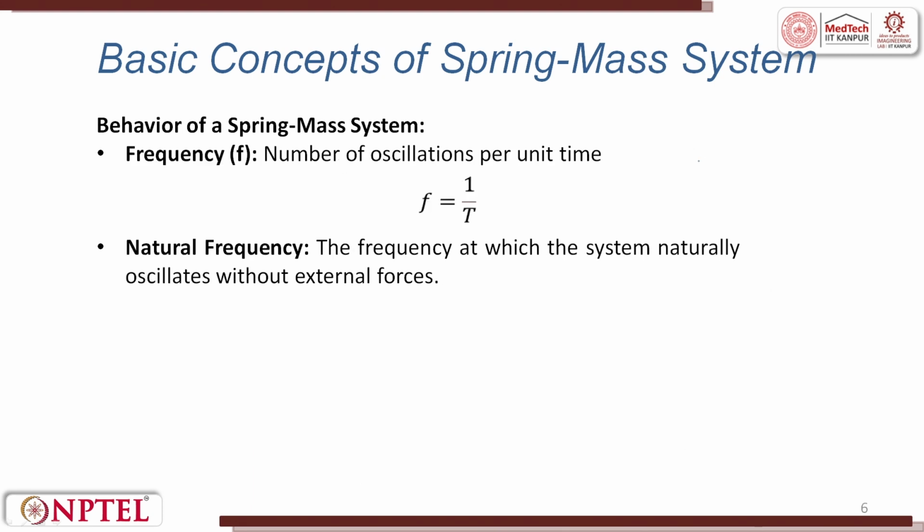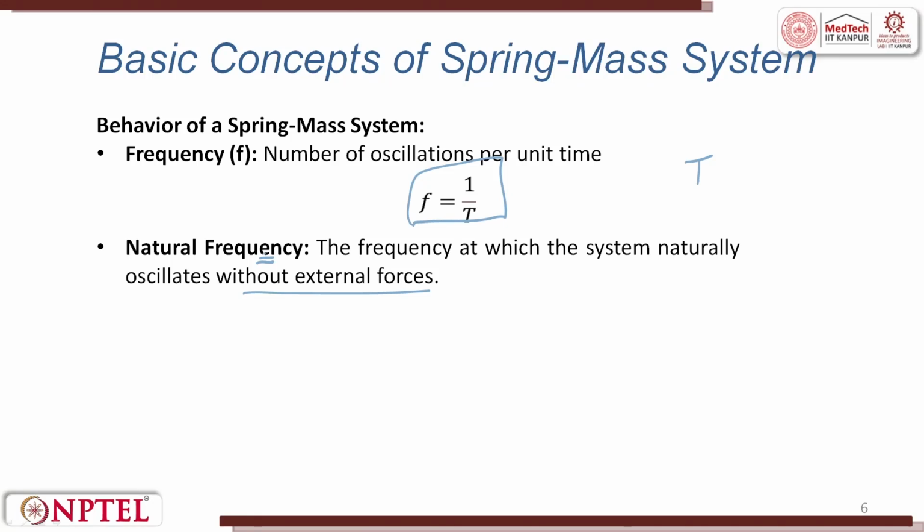So, the moment you know T, from there we derive frequency. Frequency is the number of oscillations per unit time, f. Every mass, every spring, or every object will have its own natural frequency. The frequency at which the system naturally oscillates without any force is called the natural frequency. We always try to play around this natural frequency.